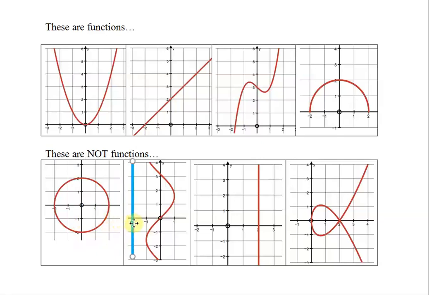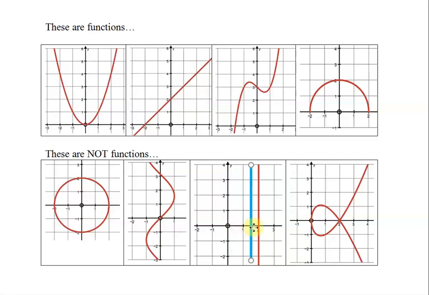Our second graph, once again, as we move from left to right, we can see at this point here, I'm actually intersecting that graph at 3 points. So there are 3 possible y values for that x value. And it's only a function if it has no more than one possible y value. So the second one is not a function.